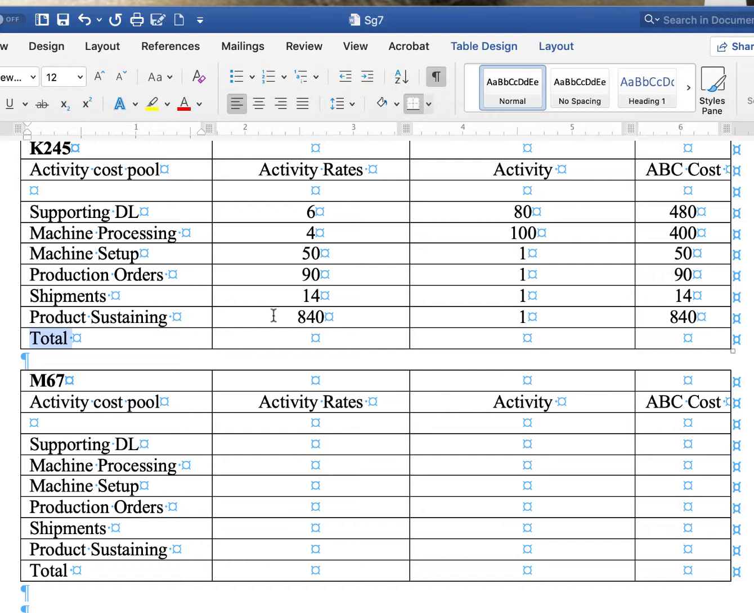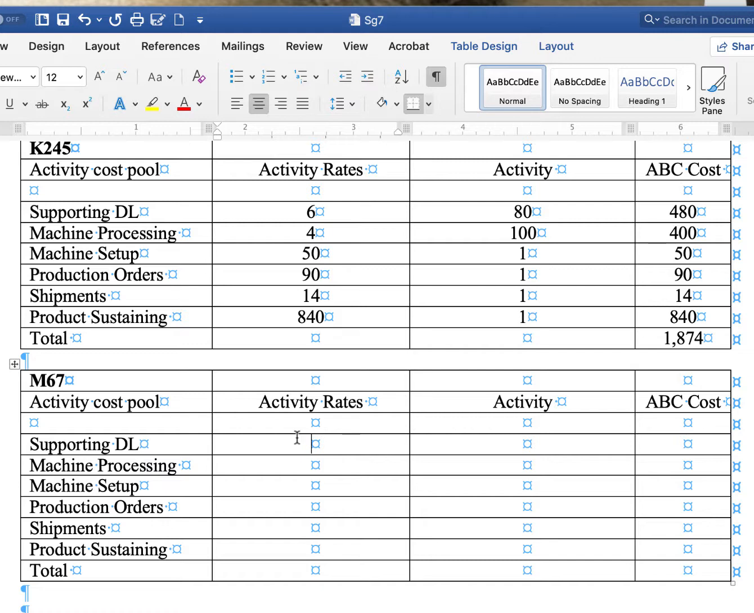I then calculate my total overhead cost under activity-based costing. 480 plus 400 plus 50 plus 90 plus 14 plus 840 gives me $1,874.